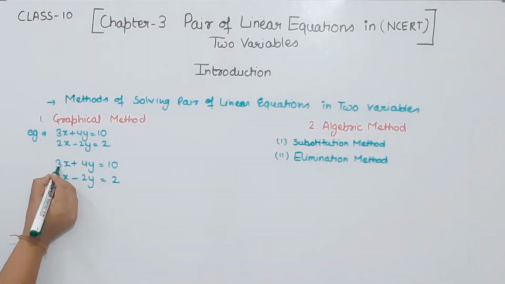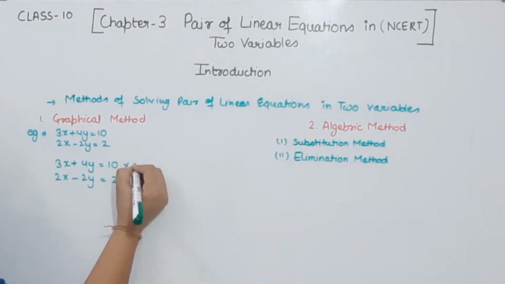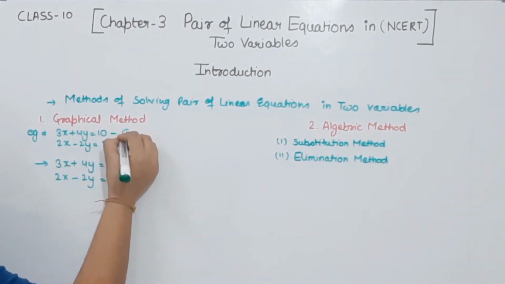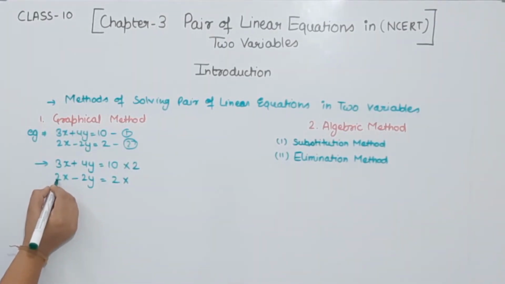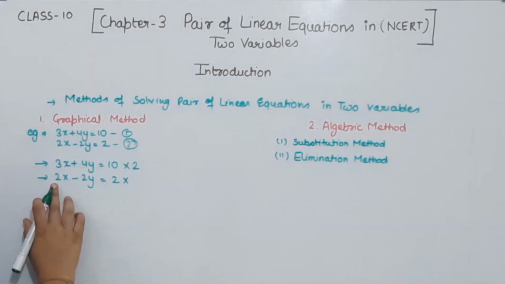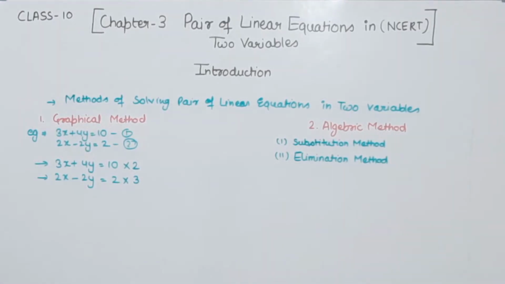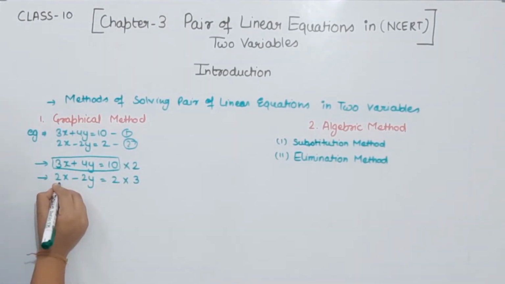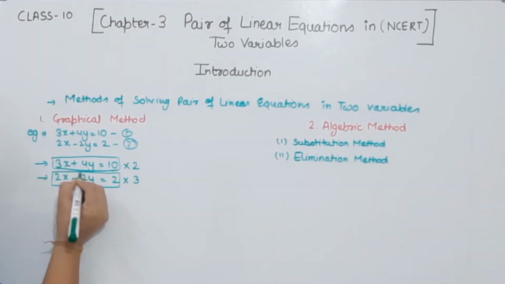Now we have to make the coefficient of x equal to each other. For that I am going to multiply the first equation by the coefficient of x of the second equation, and the second equation by the coefficient of x of the first equation. That means this is the first equation, we multiply it by the coefficient of x of the second equation. This is the second equation, we multiply it by the coefficient of the first equation. So we are going to multiply on both sides.